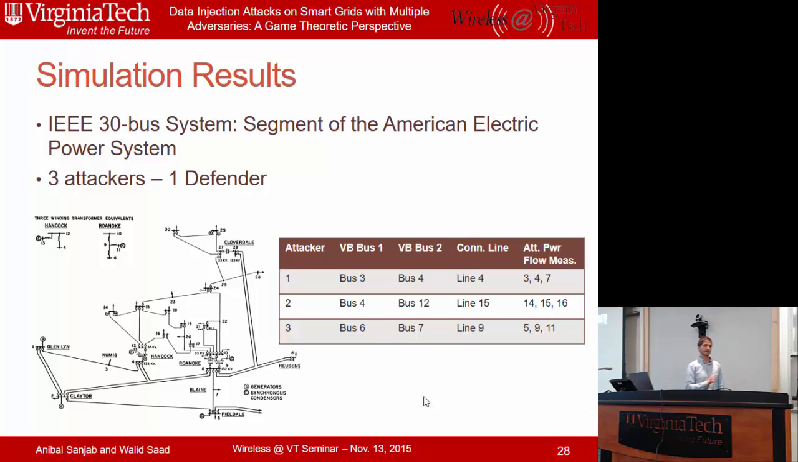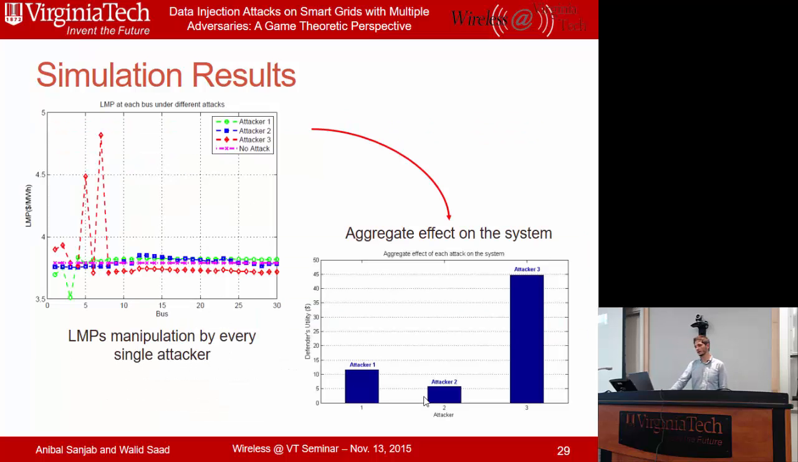And for every attacker, there is a set of measurements that attacker can attack. For attacker 1, that attacker can mainly attack the power flow measurements over lines 3, 4, 7. Attacker 2 can attack the measurements over lines 14, 15, and 16. And attacker 3 can attack the power flow over the lines 5, 9, and 11. So let's look at the attack of every attacker by itself.